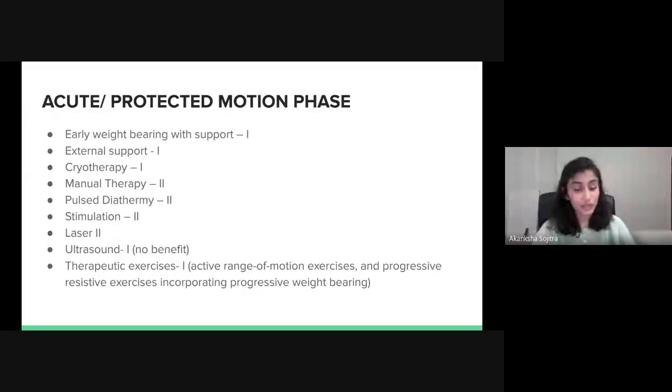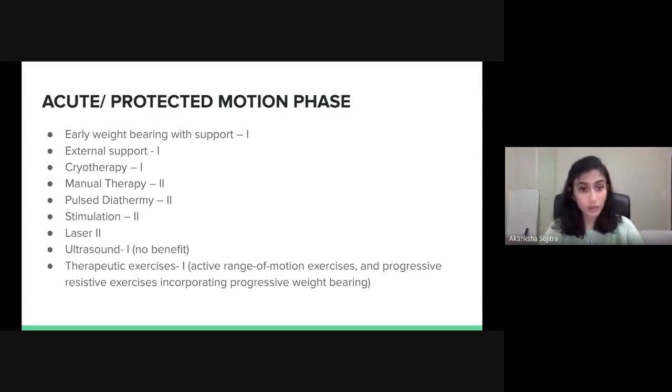Manual therapy is great too, clinically, and pulsed diathermy can be used. Electrical stimulation can be used. Laser also is good. Ultrasound has no benefit, so it's a 1 on no benefit. So there's no need to use ultrasound at all for ankle sprains. Therapeutic exercises also have grade 1 evidence. You can do active range of motion, progressive resisted exercises with your bands, and progressive weight bearing, incorporating more functional movements.